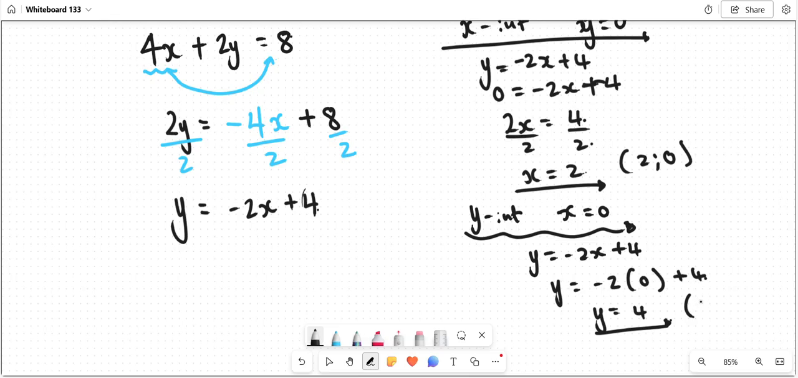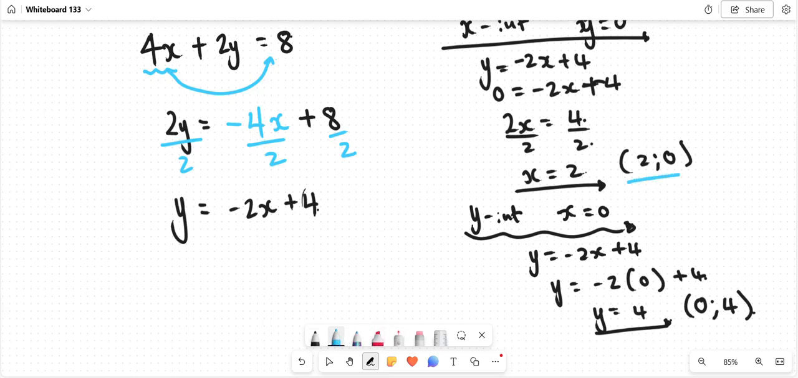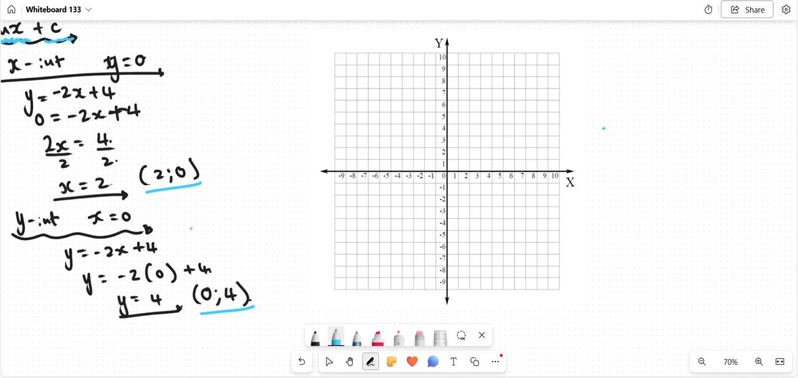So what does this tell me? It tells me x is 0 and y is positive 4. Then how do we plot that? We need to plot this and we need to plot that. So let's move on to our Cartesian plane. Alright, there's our Cartesian plane. The 2 and the 0 would be right there on my x-axis. The 0 and the positive 4 would be right there on my y-axis. And then you would join this with a nice perfect line.